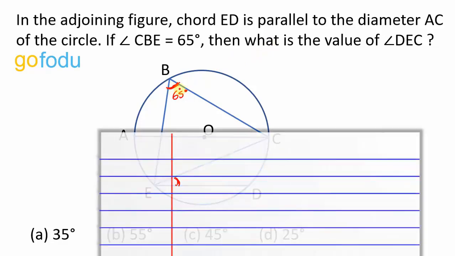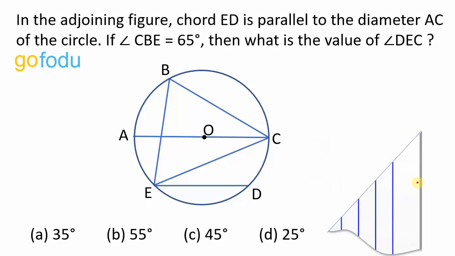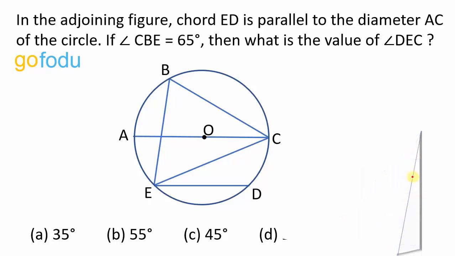Step 1, take a piece of paper. Step 2, tear off its corner. Now fold this corner in such a way that this edge overlaps over this edge. Fold it. Similarly, fold it again such that this edge converges over this edge now. Fold it again and again. Once you have folded it 2 to 3 times, now unfold this paper.